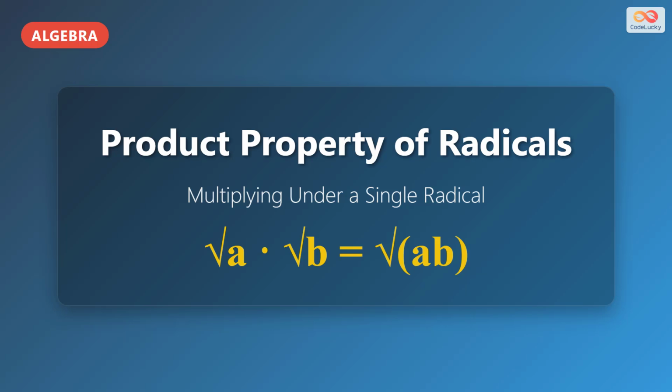Welcome. Today we are going to learn about the product property of radicals, specifically focusing on how to multiply numbers under a single radical sign. This is a fundamental concept in algebra that helps in simplifying complex expressions.